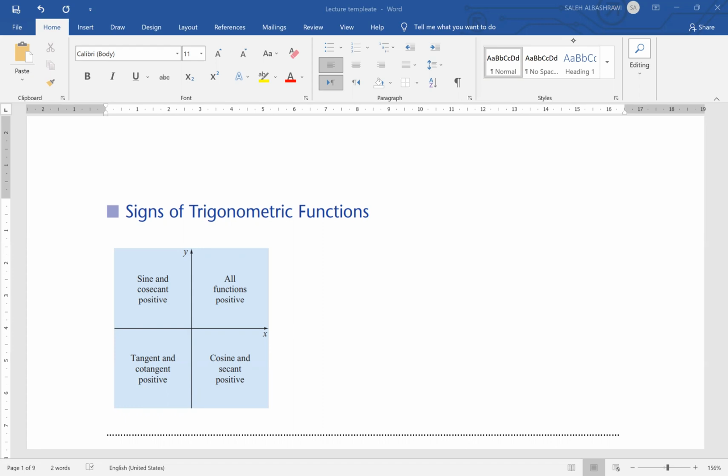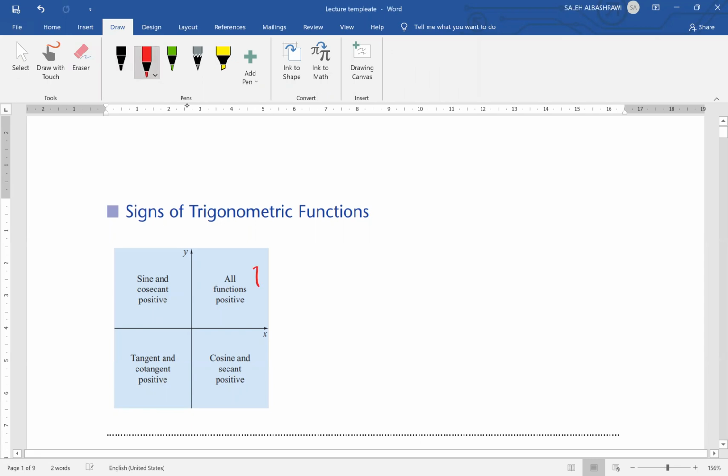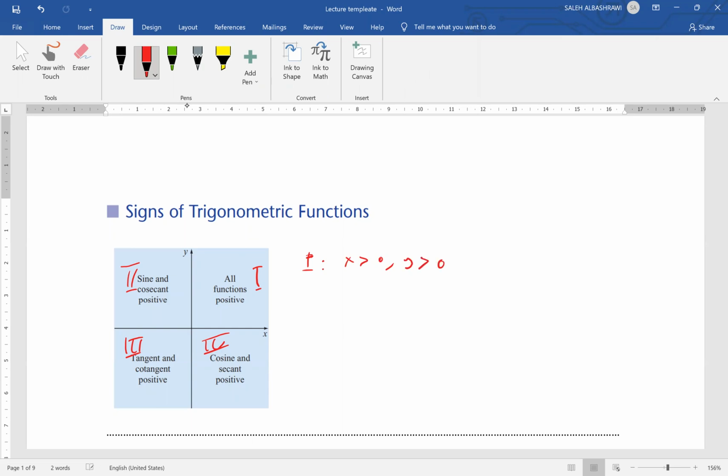As we know, in the xy plane, there are 4 quadrants. Number 1, they are numbered counterclockwise. Number 2, number 3, and number 4. In the first quadrant, I know that x is greater than 0 and y is greater than 0. So all the trigonometric functions in the first quadrant are positive. In the second quadrant, x is negative and y is positive. From the second coordinate, which is y, sine and cosecant are positive. Only sine and cosecant are positive in the second quadrant.